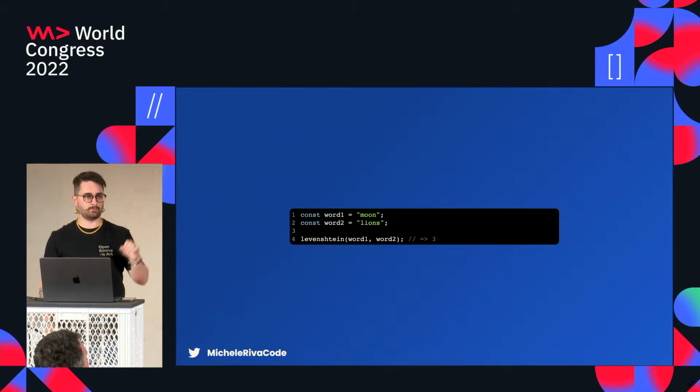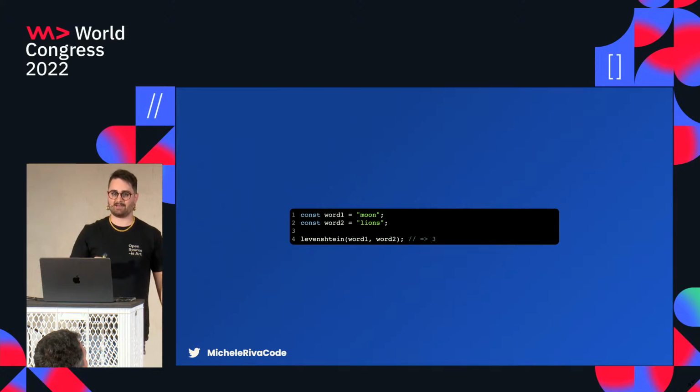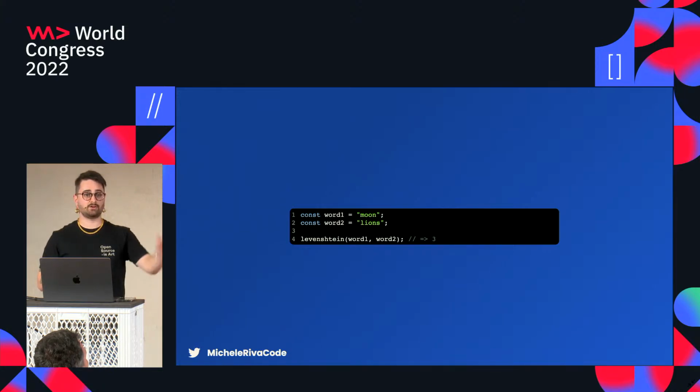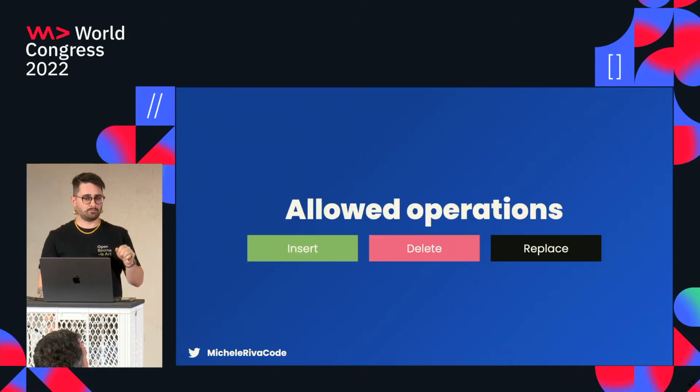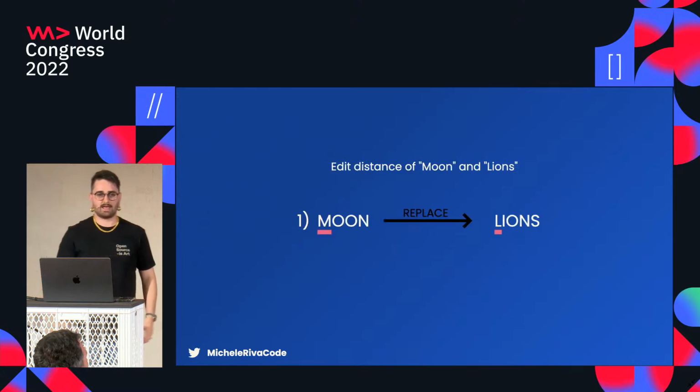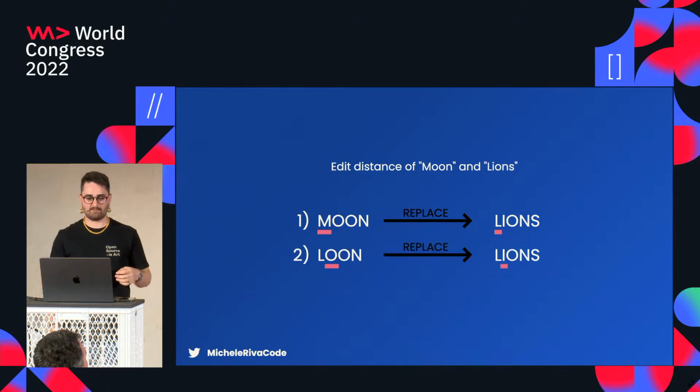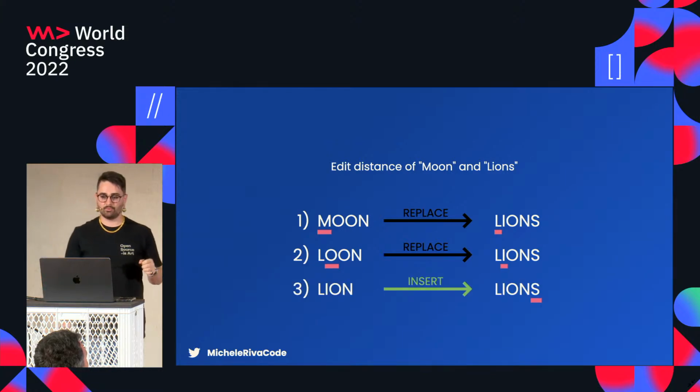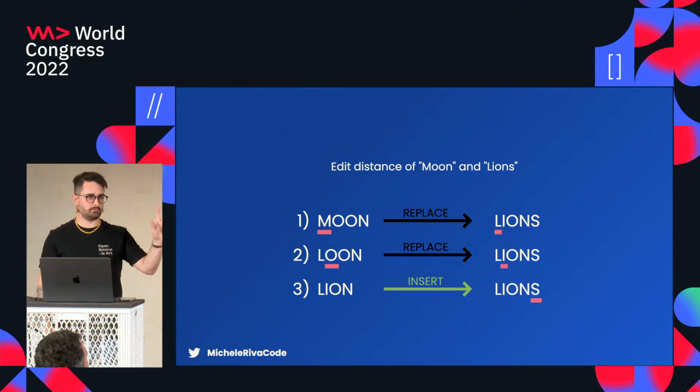If we have moon, and from the word moon we want to create the word lions, how many operations, how many edits do I have to make to that word? The answer is 3. Let's see why. And by operations, I mean insertion, deletion, and replacement. So we start with the letter M. We replace M with L. So we have loon. We then replace the first O with an I. So we have lion. And then we insert S at the end of the word. So we got lions, 3 operations.